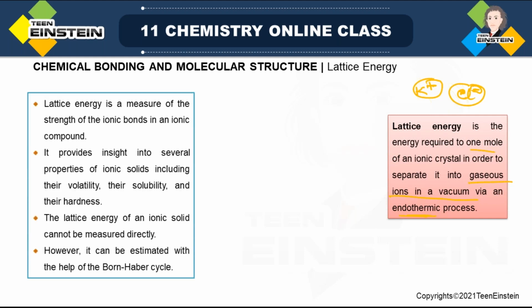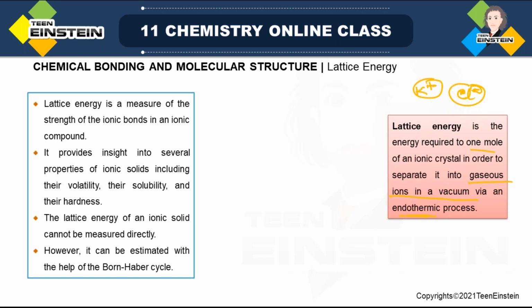So lattice energy is basically a measure of the strength of ionic bonds in an ionic compound, because when you are supplying lattice energy, you are basically breaking all the ionic interaction, all the electrostatic interaction between the cation and anion. So if lattice energy is very high, you have to provide very high energy. That means the ionic bonds are very strong.